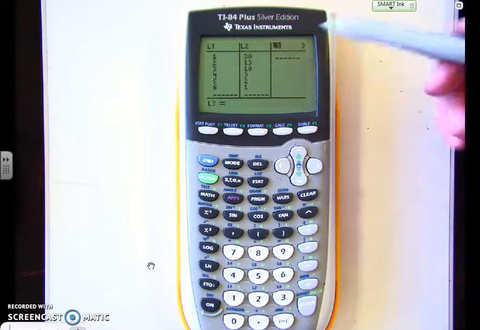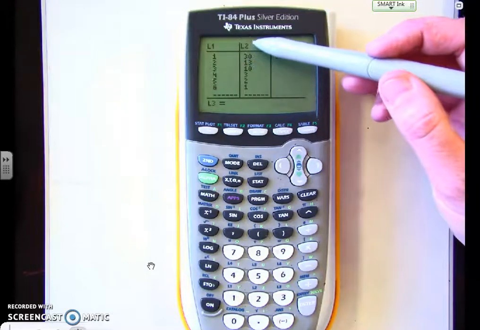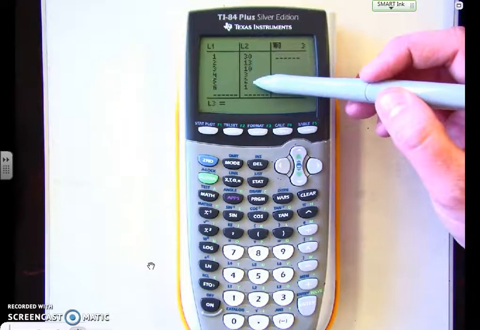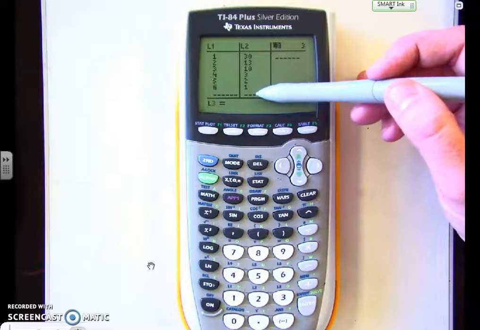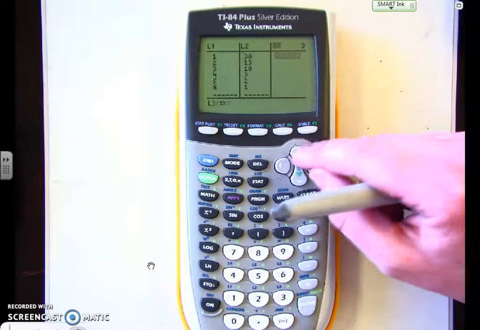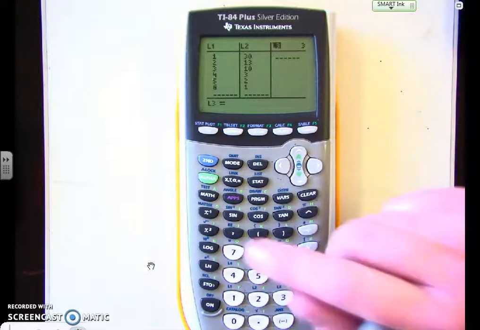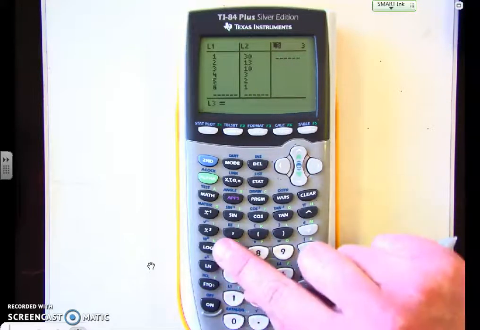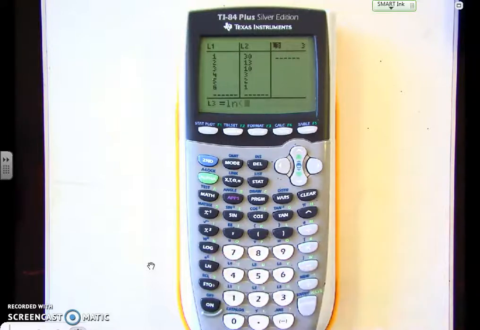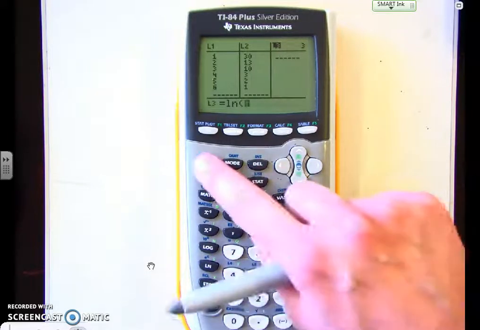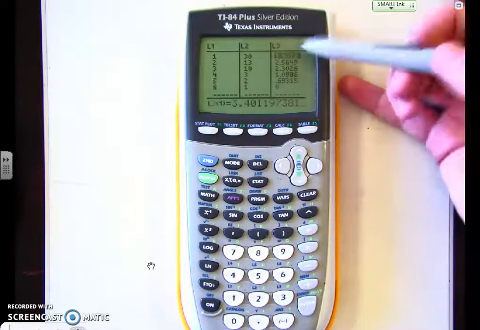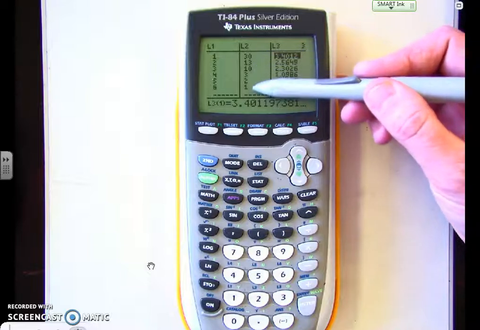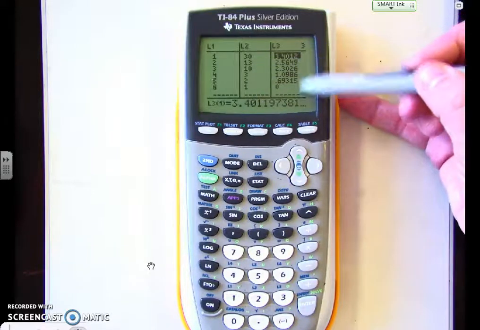What I'm going to do is instead of taking the logarithm of list 2, the remaining M&Ms, I'm going to take the natural log. Again, it's still a logarithm. It's just a different base logarithm ultimately. So instead of hitting log, I'm going to hit natural log. And if I hit natural log of list 2, it's taking the natural log of all of these values. Okay? So here we go.